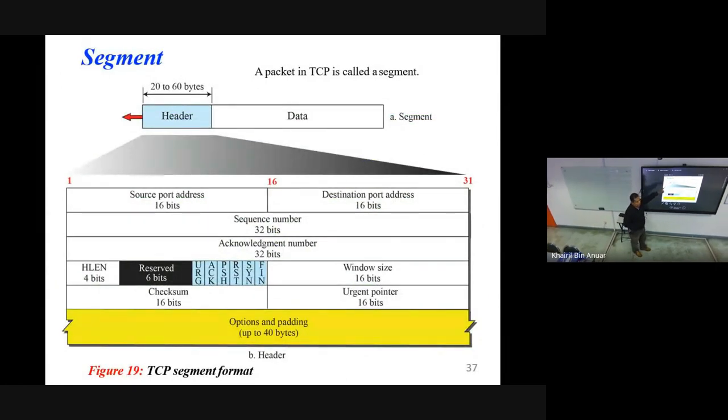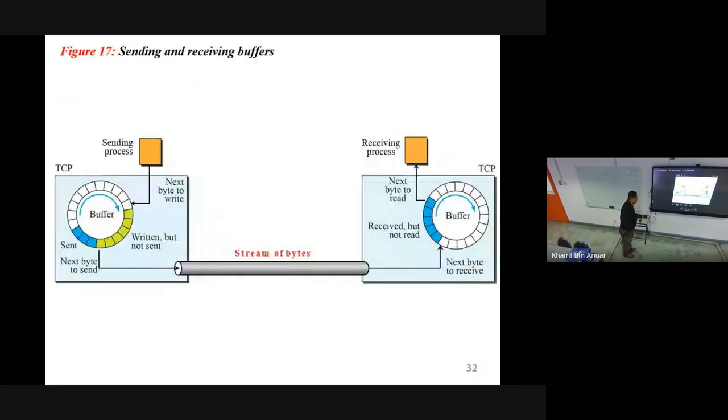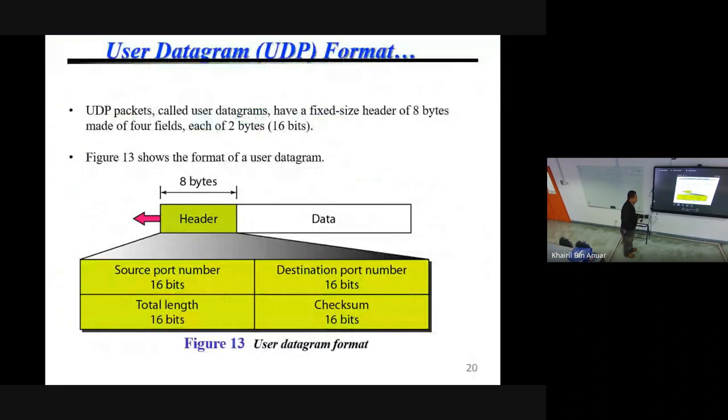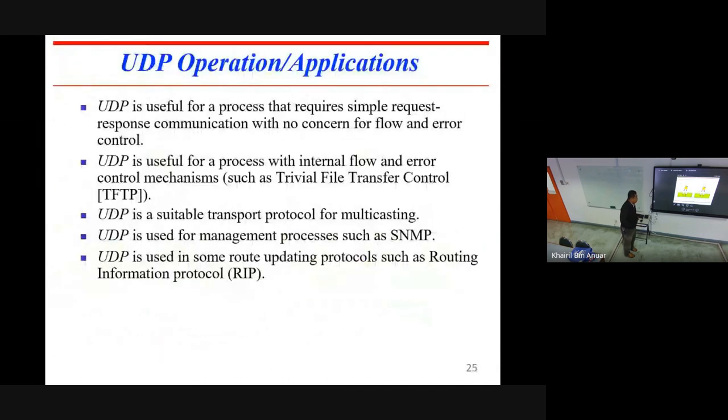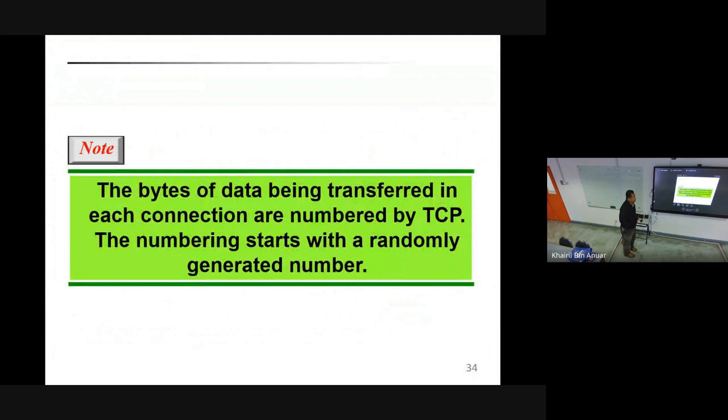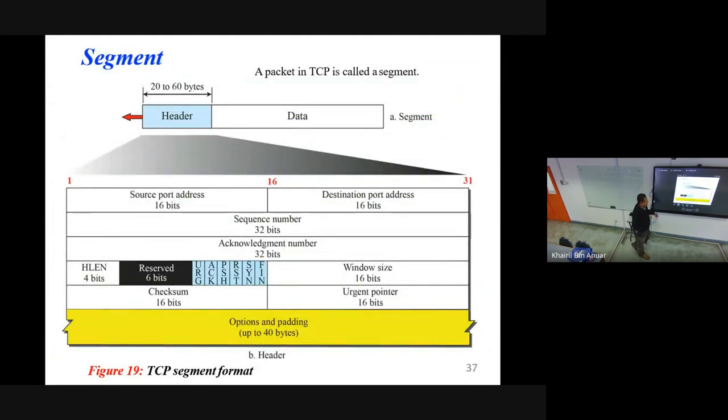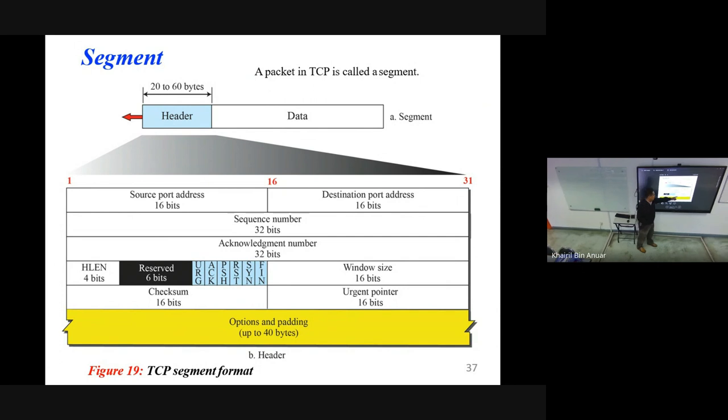Just now you have only 20 bytes for your UDP, but for TCP it can go up to 60 bytes. Same thing, you have to have the source port number and the destination port address. Then you have the checksum, and also the total length. For UDP and TCP, right now, in TCP you have more information other than the source port number, the destination, then the checksum, and perhaps the window size.